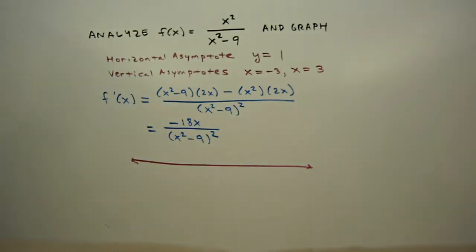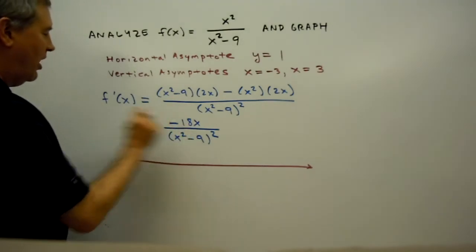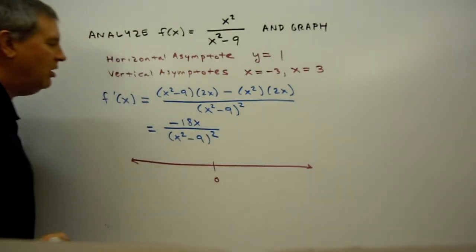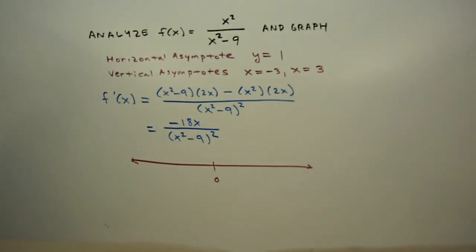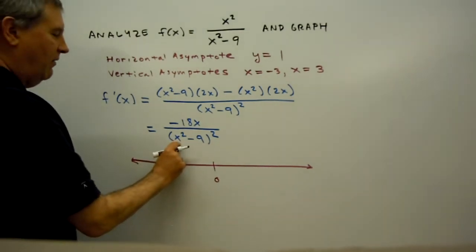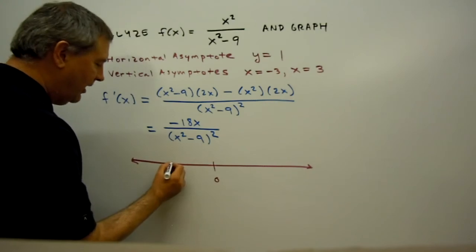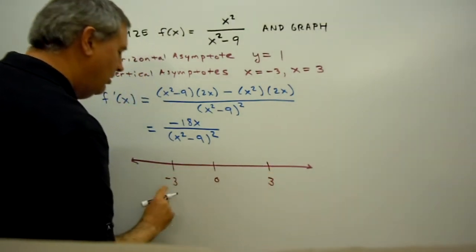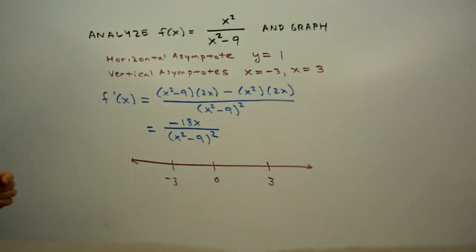So to do a first derivative analysis of this function, we have critical values, which are values which cause the derivative to be equal to 0. That occurs at x equal to 0. And also where the first derivative is undefined. And that occurs at negative 3 and positive 3. So we have these three critical values, negative 3, 0, and 3.